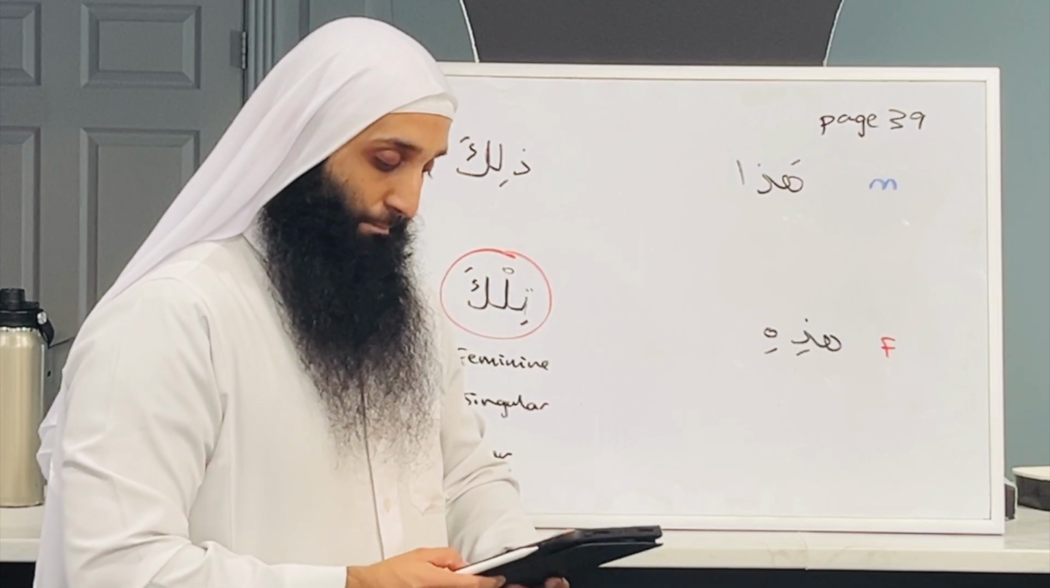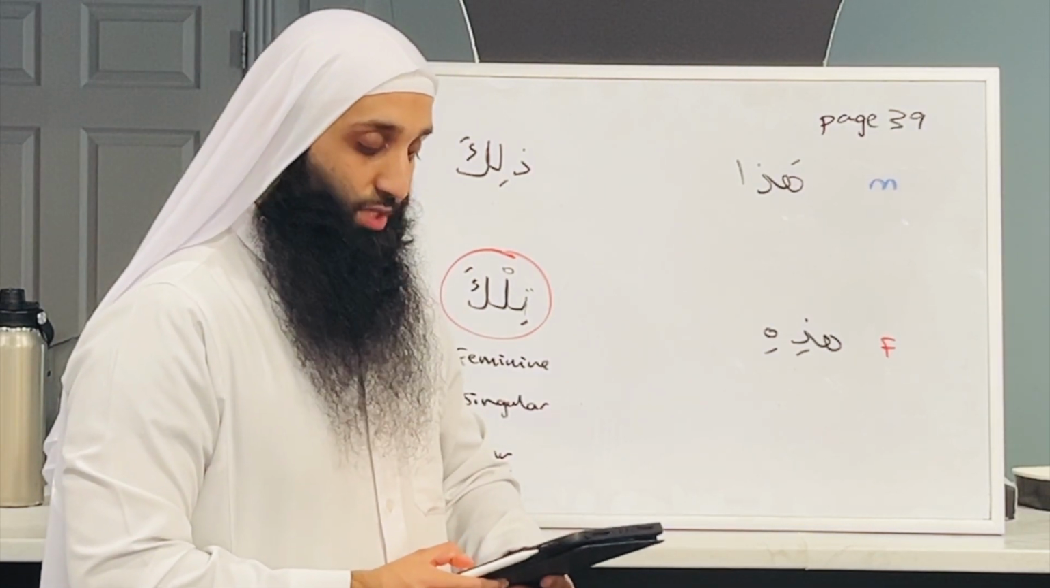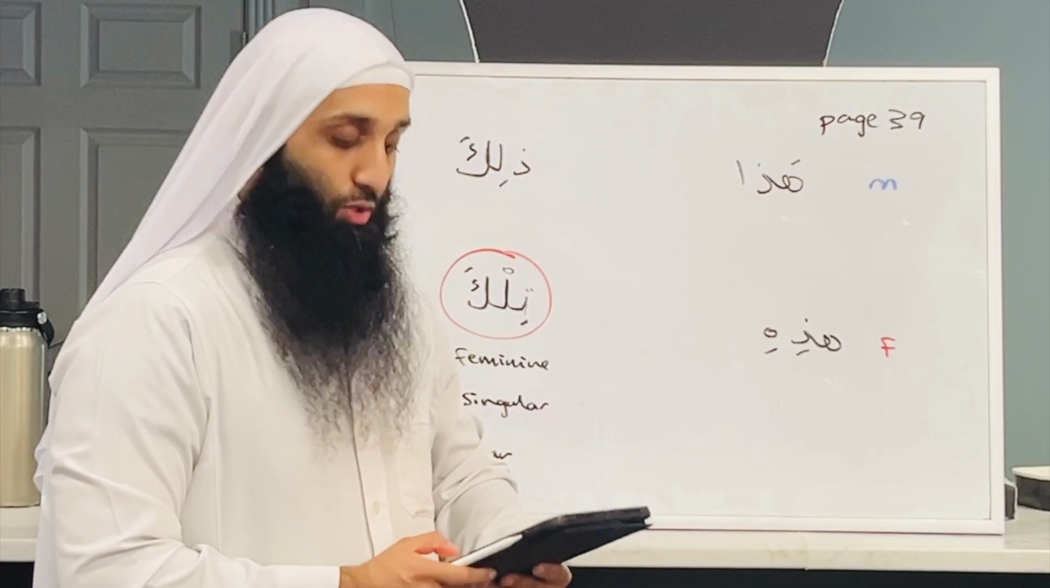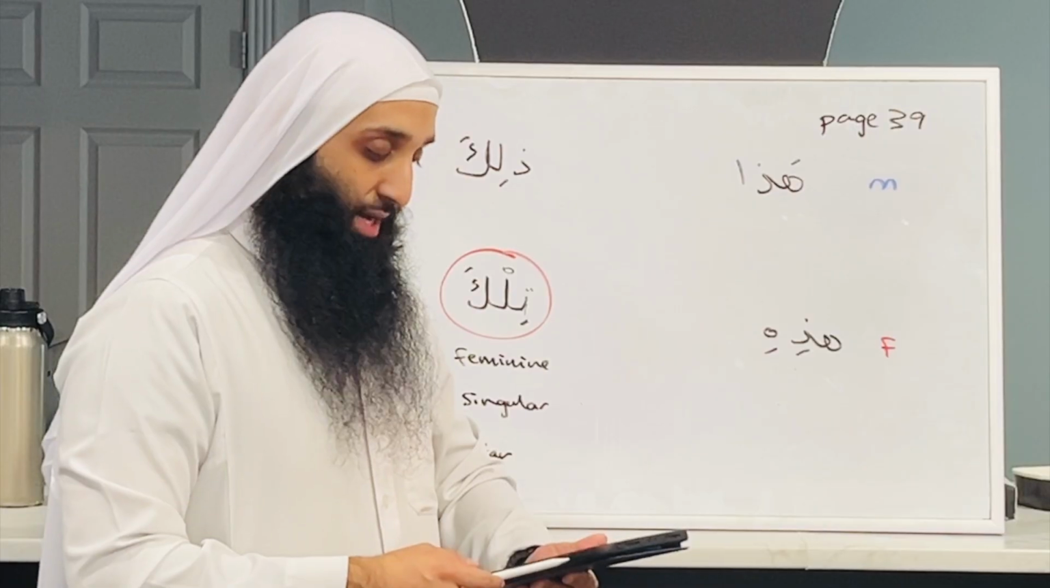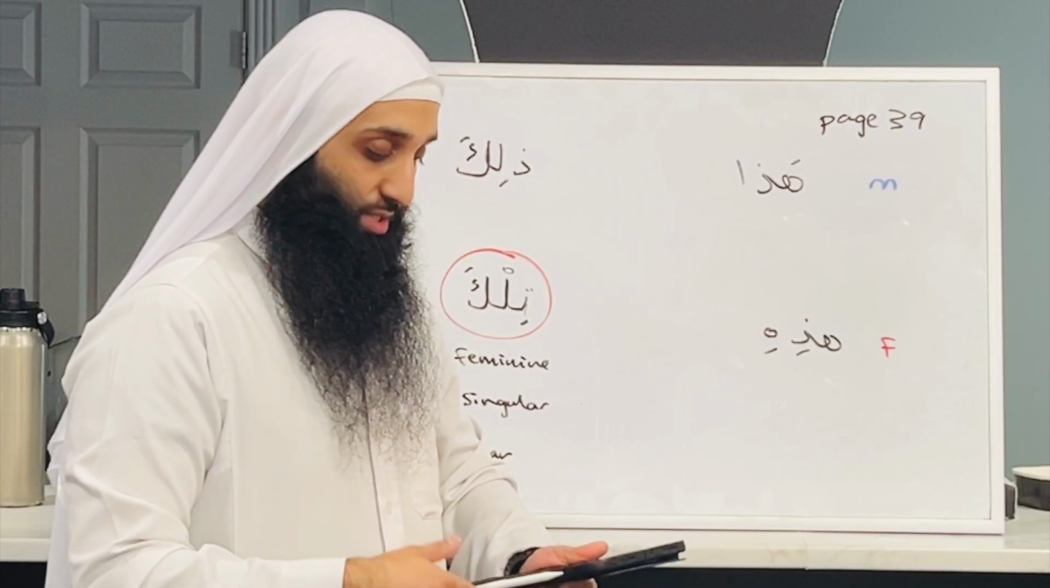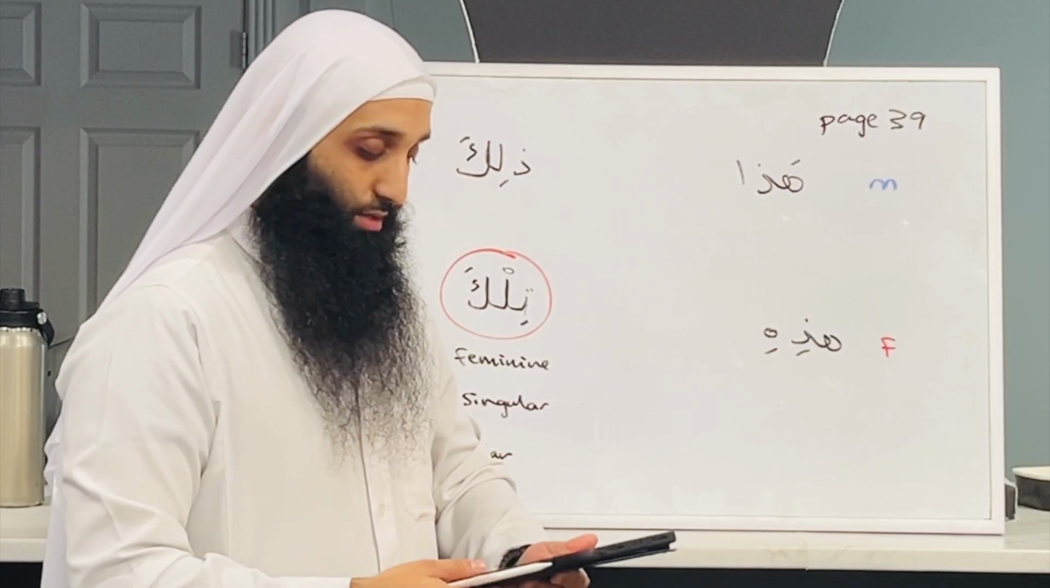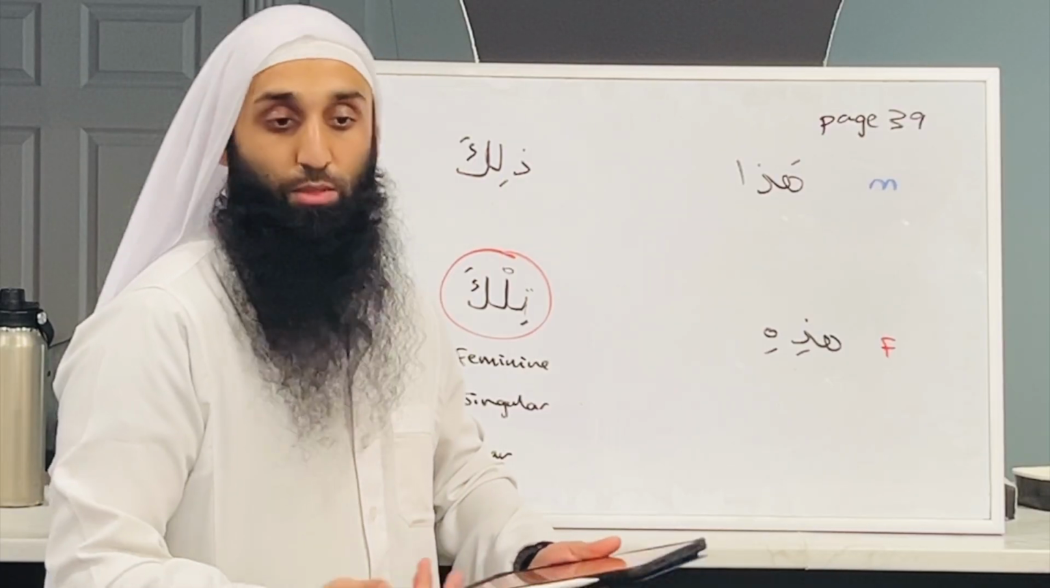Okay. So man hada. Who is this? Hada Hamidun. This is Hamid. Hamid is a boy, right? وَمَنْ ذَلِكَ. And who is that? ذَلِكَ عَلِيٌّ. That is Ali. Ali is a boy, right?